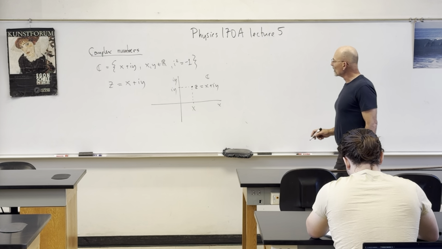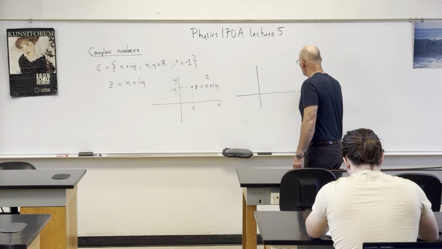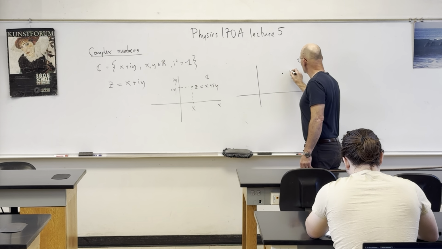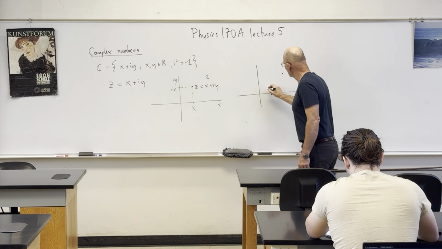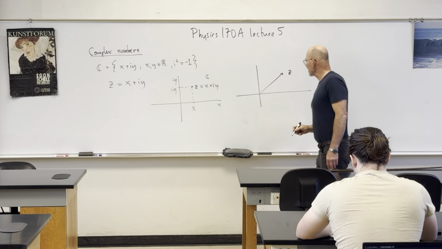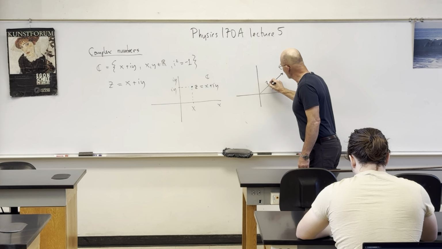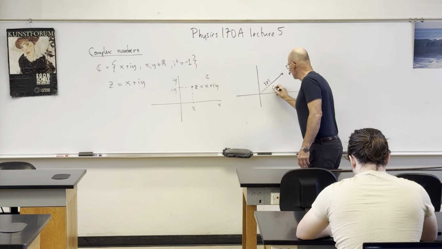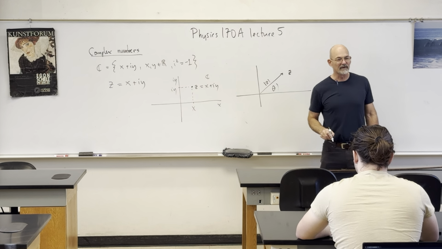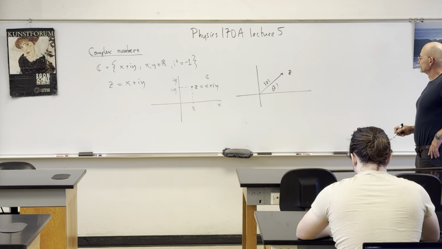We can also introduce the magnitude of z. So now I've got a z, and I can treat this as a vector. I can say it has a magnitude and a direction. So the complex number could really be treated like a vector.